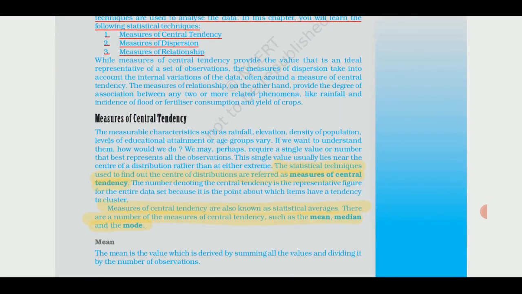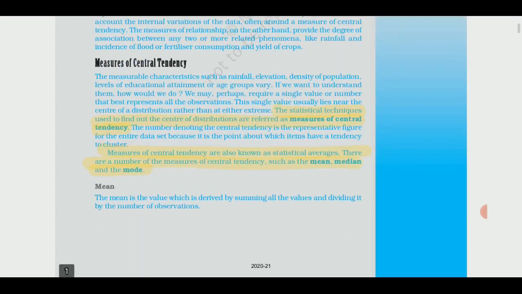As we know, the statistical techniques used to find out the center of distribution are referred to as the measures of central tendency. It means the data which we have got, and we have to find out the center of distribution of these data, then it is called the central tendency. The measures of central tendency are also known as statistical averages. There are a number of measures of central tendency such as mean, median, and mode. So first, let's talk about the mean.